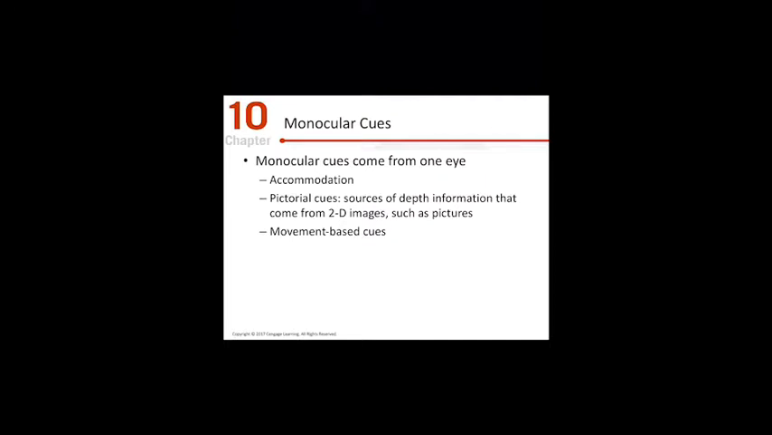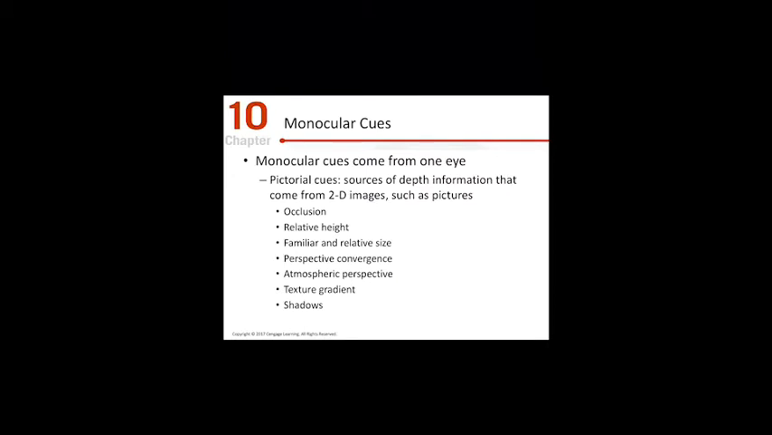So we're going to go through a bunch of the different ones that we use here. For example, occlusion, relative height. We're going to go into those in just a minute. But we also use movement-based cues, which is a source of depth information which is created by movement. But we're going to first go into these pictorial cues. So these are the information that we're getting from one eye from 2D images, for example, pictures.